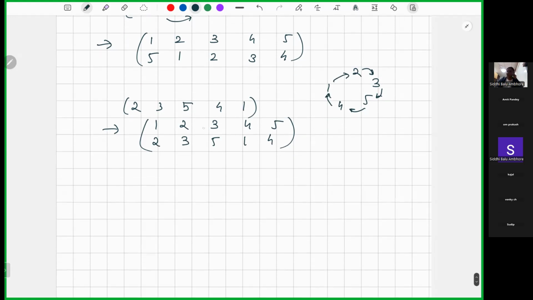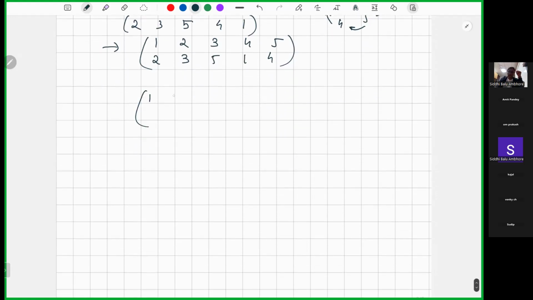And from here also we can write cycle form, right? Take any permutation, write whatever you want. What is missing now? 5. So here 1 is going to 2, 2 is going to 3, 3 is going to 4, and 5 is as it is. So it doesn't matter where it goes.